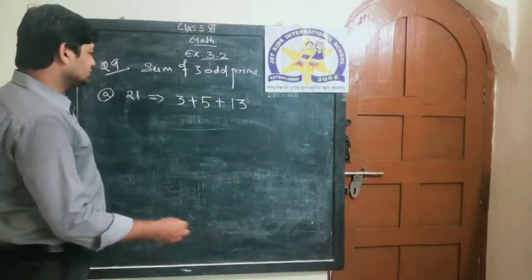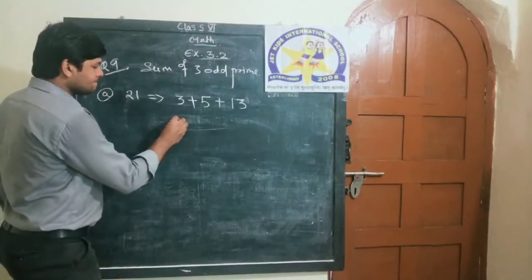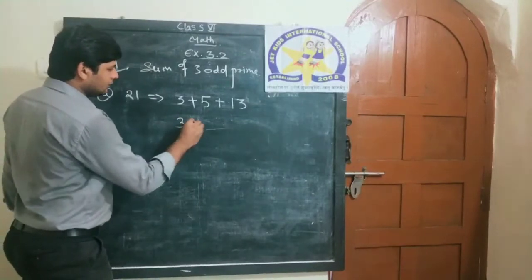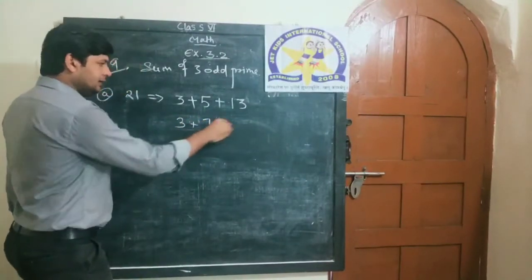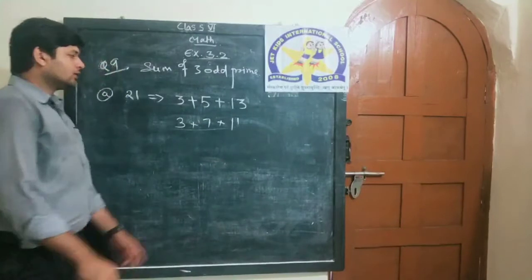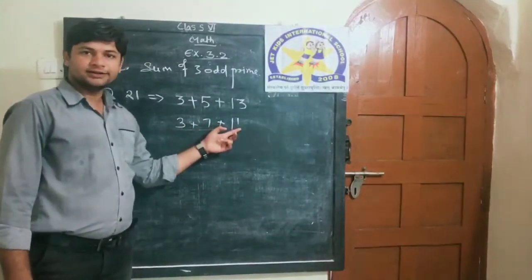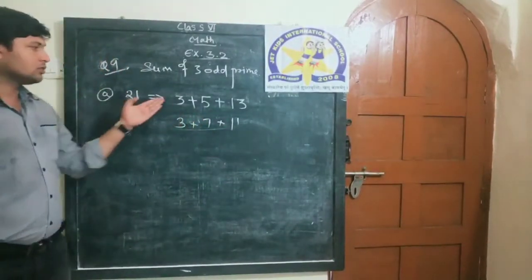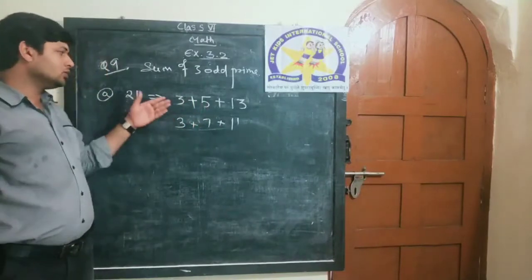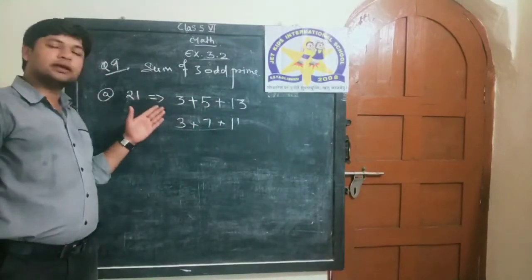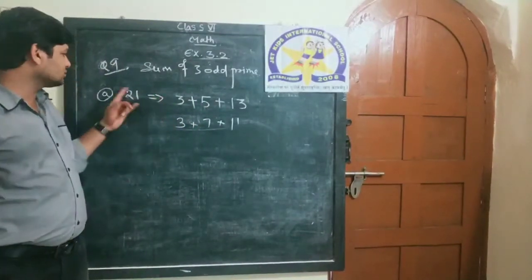Clear? I can also write 3 plus 7, that is 10, plus 11. Got it? So you can make two or more answers for the same.